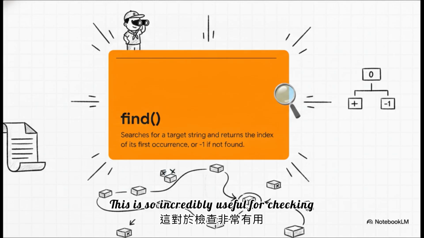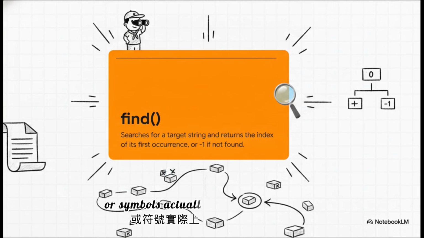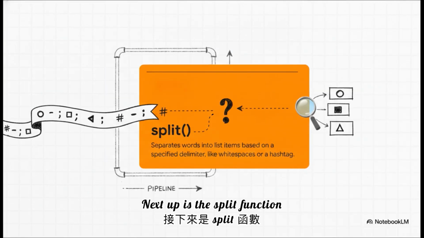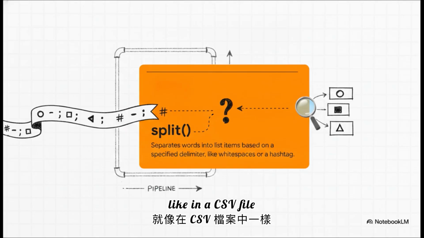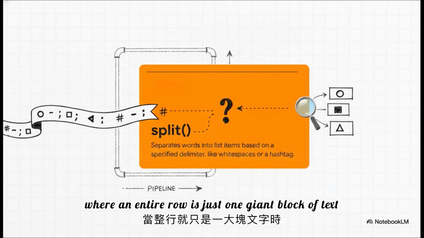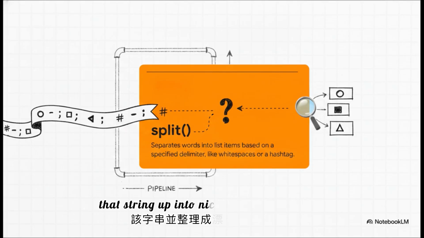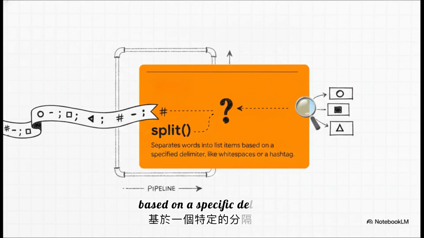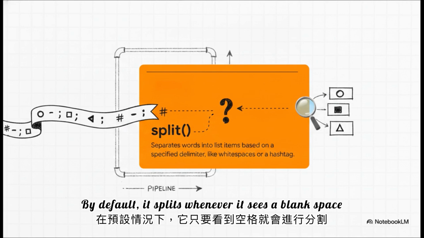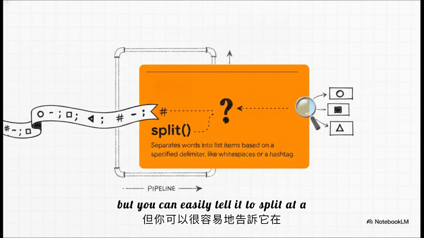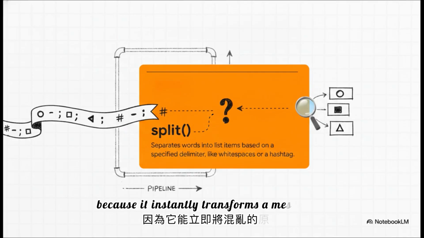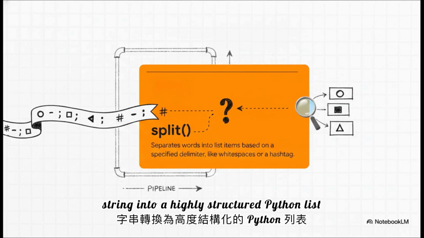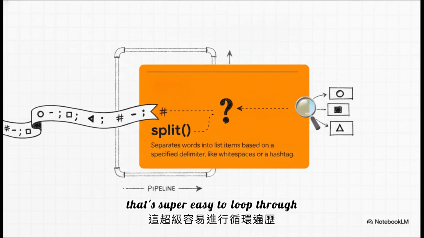This is so incredibly useful for checking if certain keywords or symbols actually exist in a line of data before we try to process it. Next up is the split function. Real-world data usually comes in these super long continuous strings, like in a CSV file where an entire row is just one giant block of text. Split lets us chop that string up into nice, organized list items based on a specific delimiter. By default, it splits whenever it sees a blank space, but you can easily tell it to split at a comma, a semicolon, a hashtag, whatever you need. This is a game changer because it instantly transforms a messy raw string into a highly structured Python list that's super easy to loop through.